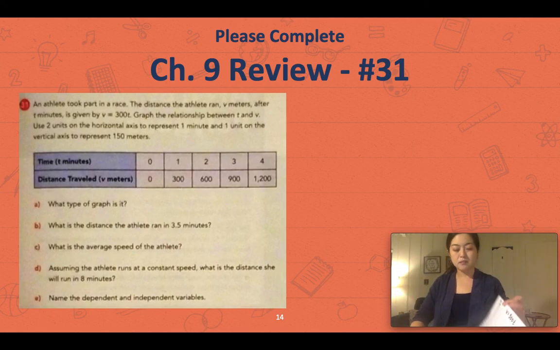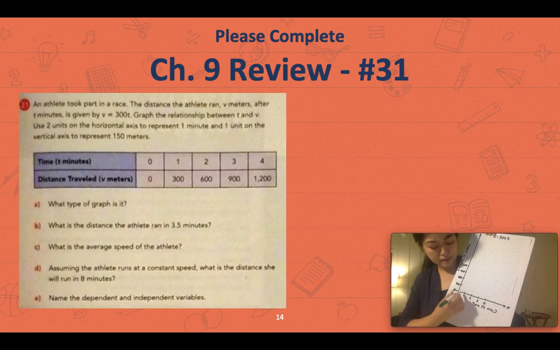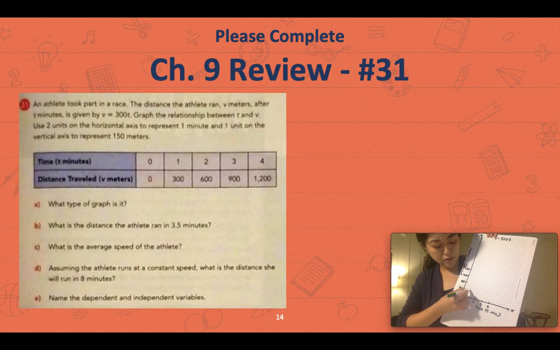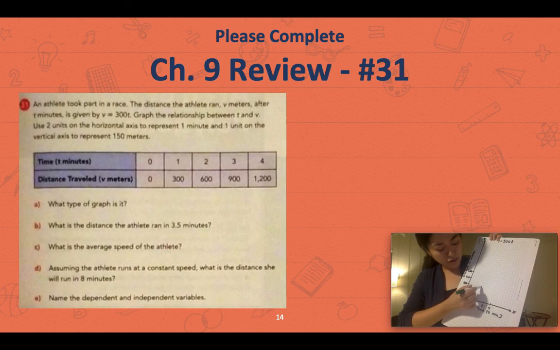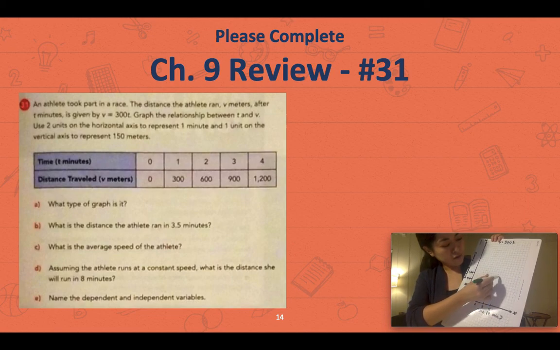Okay, so I have 0, 0. Okay, and I try to do it sideways or like this. Okay, so here's my 0, 0. I have 1, 300, 2, 600, 3 is 900, which I think is here. 4 is 1200.